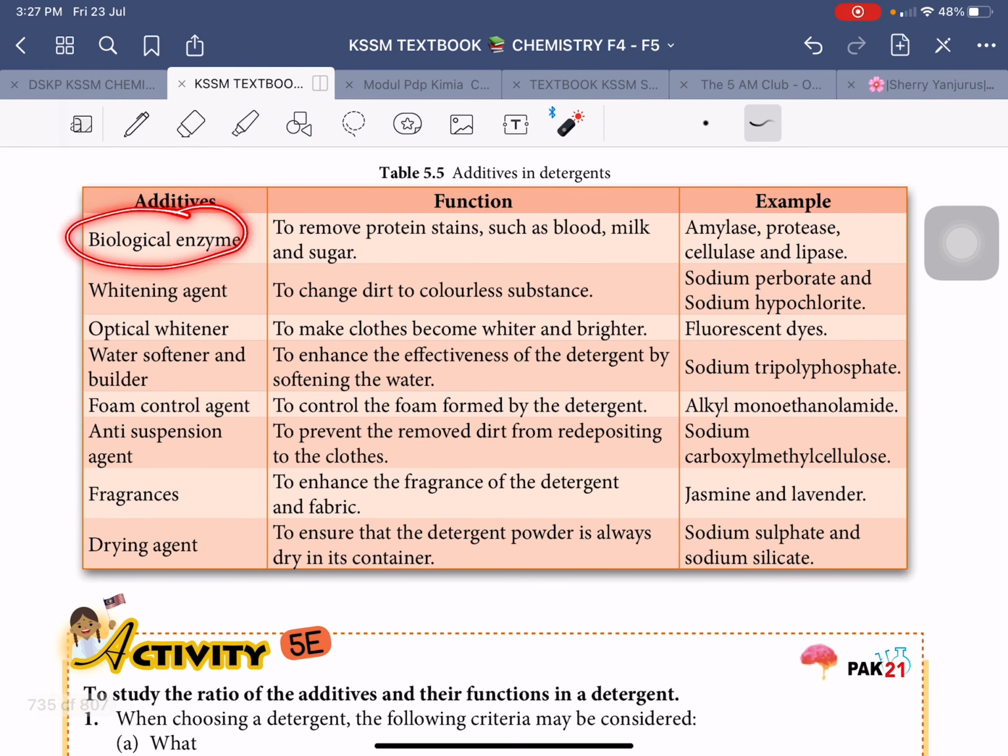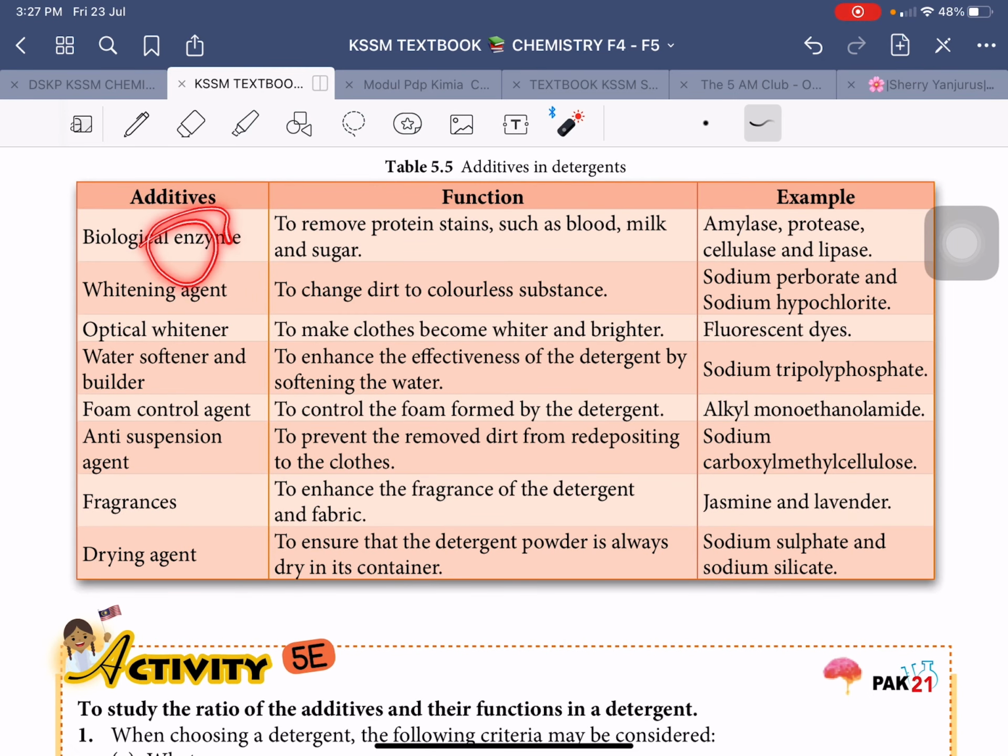Number 1, biological enzyme. Okay, soalan exam selalu tanya, macam mana mau kasih bersih darah? Perempuan datang haid kan? Okay, and then every month datang haid mesti seluar akan kotor, skirt kotor, right? Because of the blood. So how to clean it? And why? Kenapa boleh bersih? Sebab ada ini, biological enzyme. That's the function of biological enzyme dalam detergent, to remove protein stain such as blood, milk and sugar. Example of the biological enzyme adalah amylase, protease, cellulase and lipase.